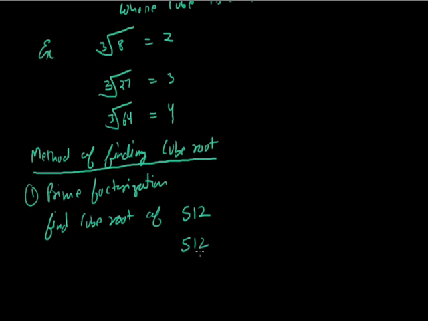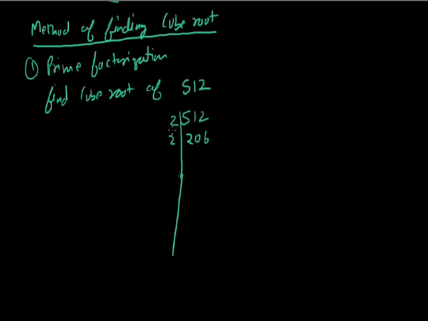Let's say we have to find the cube root of 512. So we have to prime factorize 512. We start with 2. 512 divided by 2, we get 256. 256 divided by 2 is 128. 128 divided by 2 is 64. 64 divided by 2 is 32. 32 divided by 2 is 16. 16 divided by 2 is 8. 8 divided by 2 is 4. 4 divided by 2 is 2. And 2 divided by 2 is 1.